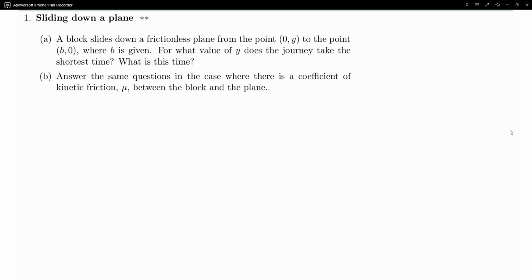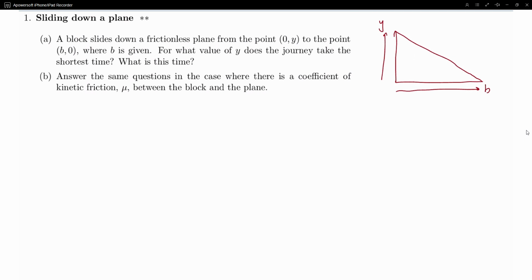Hello everyone, today we'll be doing a problem from David Morin's mechanics about a block sliding down an inclined plane. Right, so let's read it. A block slides down a frictionless plane from the point (0, y), so the y coordinate is given, to the point (b, 0), somewhere here, where the distance b is given. For what value of y does the journey take the shortest time, and what is this time?